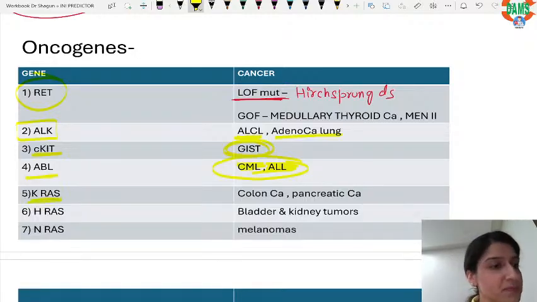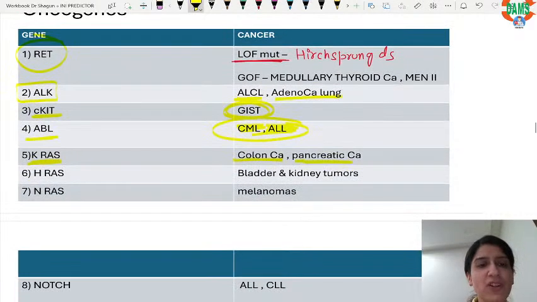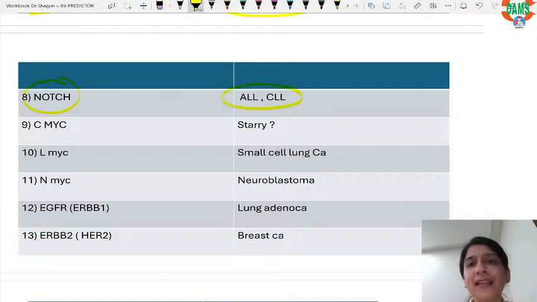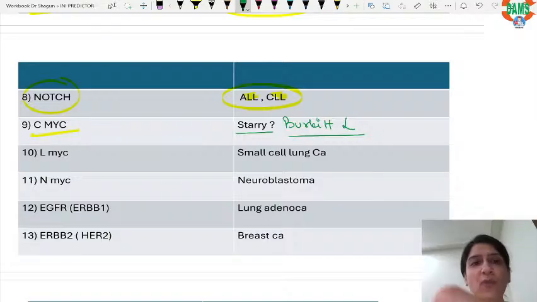KRAS is colon carcinoma, pancreatic carcinoma, right? Very important. HRAS, kidney and bladder tumors. NRAS, melanomas. Notch mutation, ALL, CLL. CMYC, yes, starry sky appearance. Yes, I'm talking about Burkitt's lymphoma here.